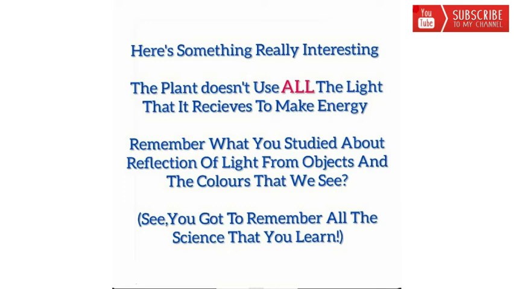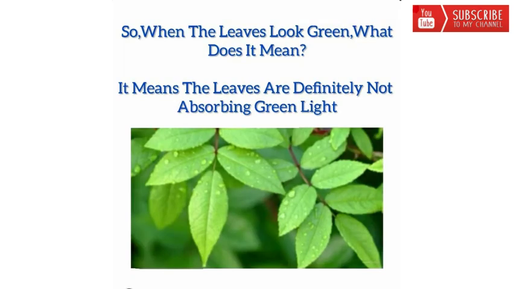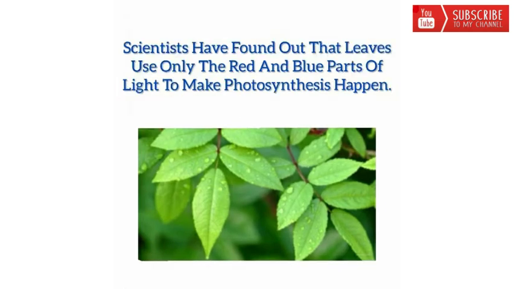Remember what we studied about reflection of light from objects and the colors that we see. See, you got to remember all the science that you learn. When an object looks yellow, what does it mean? It means the object is absorbing all colors except yellow. So when the leaves look green, what does it mean? It means the leaves are definitely not absorbing green light. Scientists have found out that leaves use only the red and blue parts of light to make photosynthesis happen.